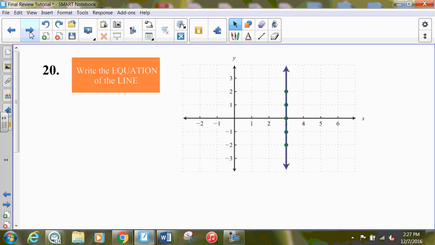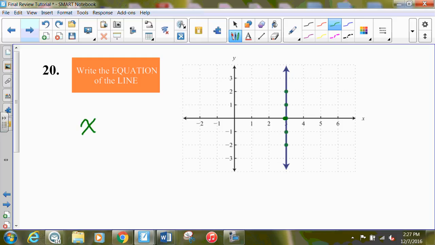Okay, write the equation of the line. This is awesome. If y equals a number is horizontal when you graph it, then x equals a number has to be the opposite. It has to be vertical. So I look at the x-axis and see what number it's going through. It's going through 3. So x equals 3 is the name of this line.